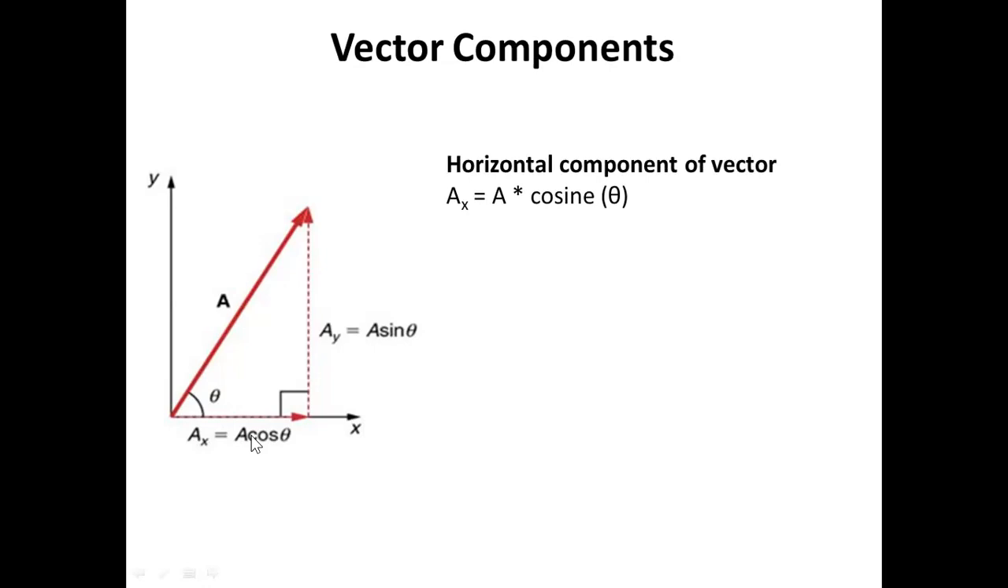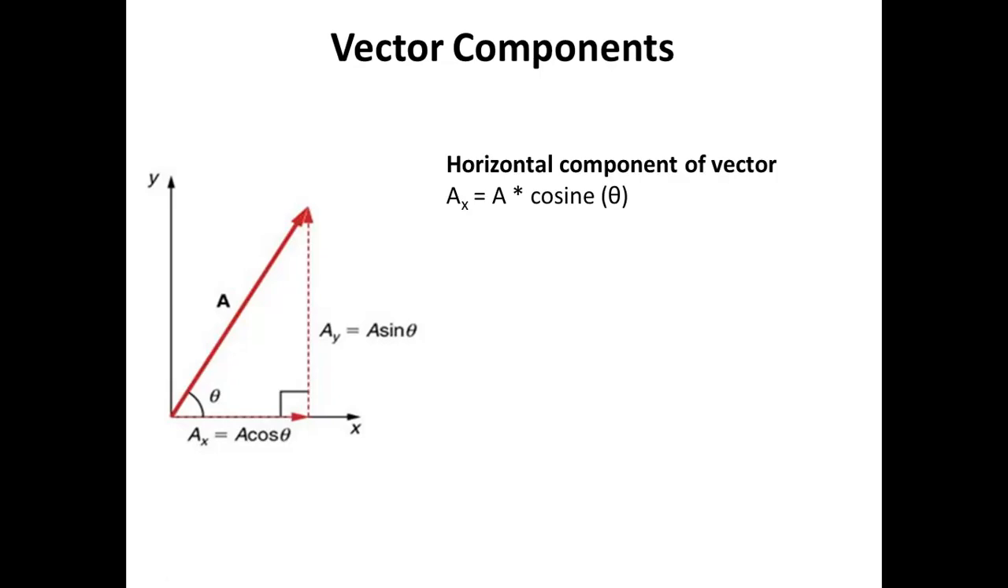So how did it happen? Since AX is adjacent to this angle theta and A is the hypotenuse, we're going to use cosine is equal to adjacent over hypotenuse, and then bringing out the horizontal component, which is AX. So it becomes AX is equal to A cosine of theta.